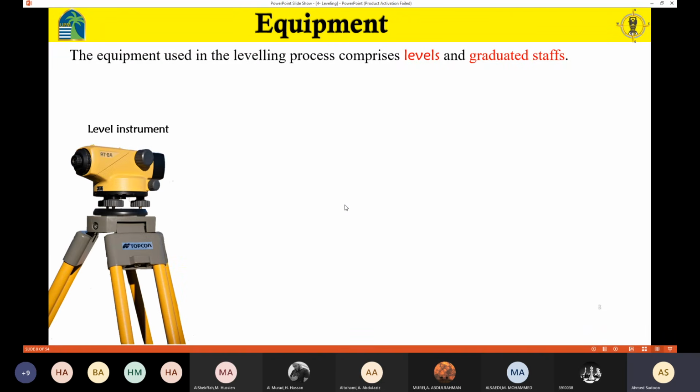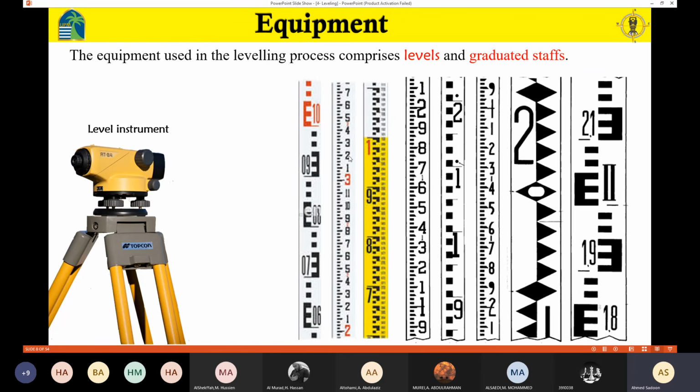In order to perform leveling, you need to have a level instrument, which looks like a strong microscope. It's going to be fixed on a tripod, and we use these screws in order to make sure that the line of sight is perfectly horizontal. And at the other side, I need to have a graduated staff. Through this staff, you are going to get your readings. I'm going to show you how we can read this in the next lectures.